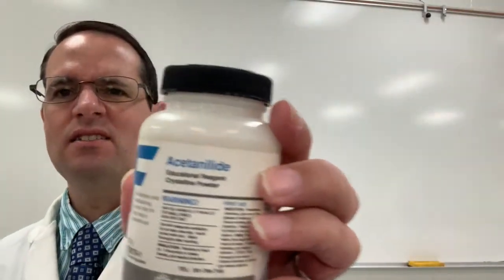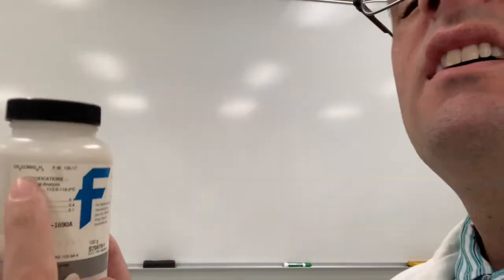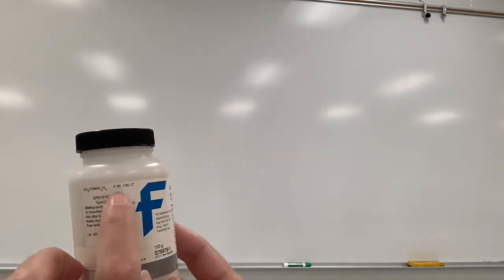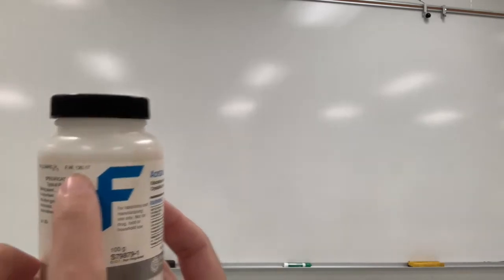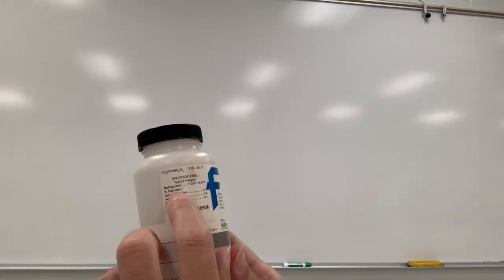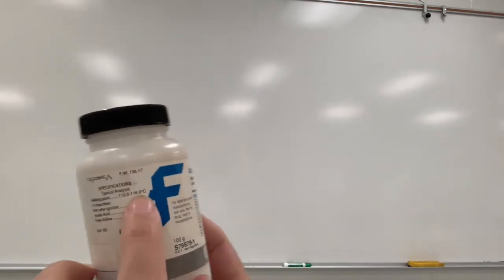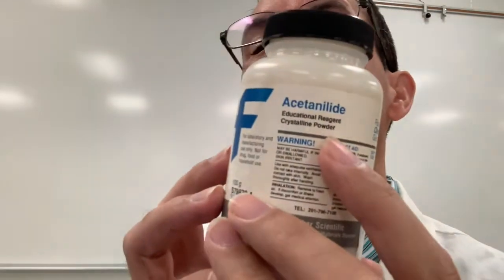We're going to recrystallize this stuff, acetanilide, and it has this molecular formula, CH3CONHC6H5. Its molecular weight is 135.17. Its melting point is 113.0 to 116.0. That's the melting point. It's always a range. It gives you information about warning if swallowed and stuff like that, but that's acetanilide, okay? Acetanilide, related to acetic acid in a way. So let me read the lab.